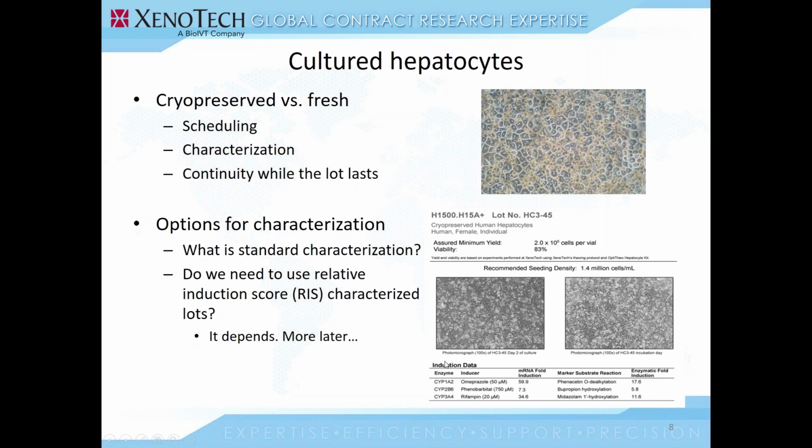That's our standard approach. We also have some lots that are characterized for relative induction score, about which I will discuss more in a few minutes. And so very occasionally we get the question, do we have to use RIS, relative induction score, characterized lots? The short answer is no, and the majority of our clients do not. The longer answer is it depends, and it depends what your particular strategy is for using the data on the back end. If people need them, we have them. If they want to use our data, we have them, but the vast majority of clients do not use those.